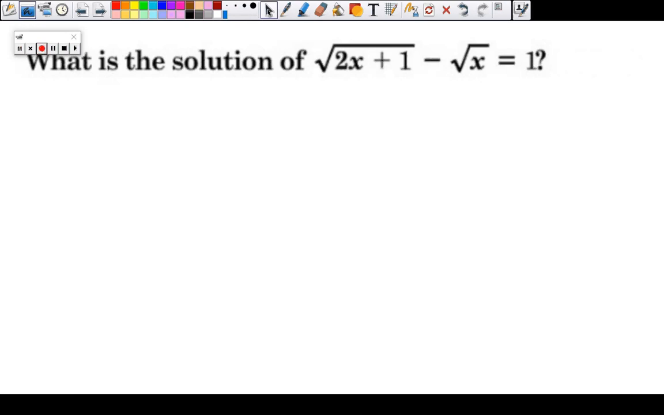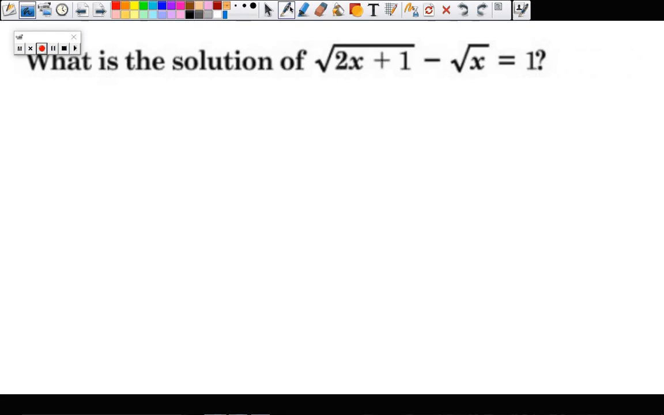They're not bad. Once you see it, you experience the pain for a couple of problems, maybe 3 or 4, then you're like, okay, that's not bad. What has been the step that we've been doing before? We've been isolating the radical. We can't do that here because we have 2 radicals.